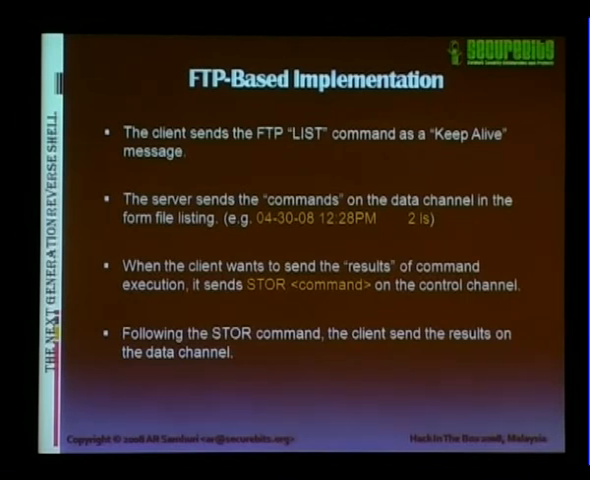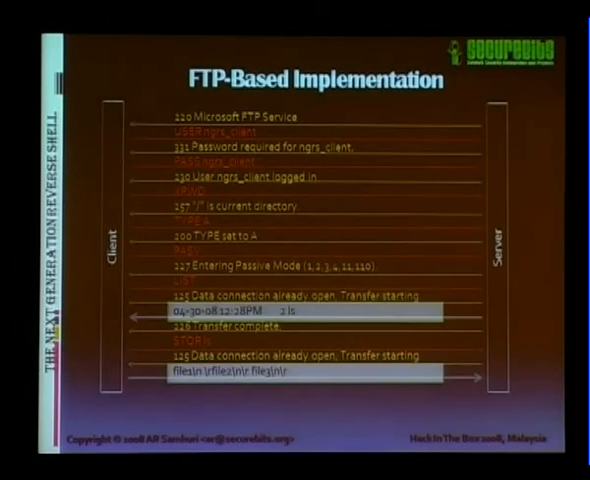After the initial transaction happens, the client sends the FTP command called list, which instructs the server to list files on that directory. The server replies with a file list, and the file list includes the commands from the user. So the shell commands issued by the user are transferred as file names to the client. The client extracts the commands, executes them, and gets the results.